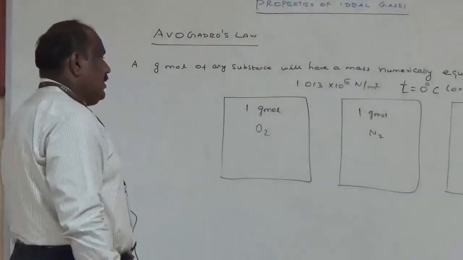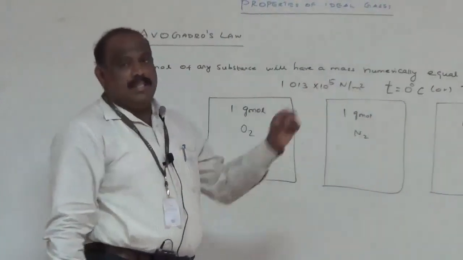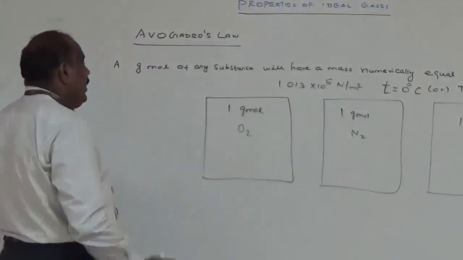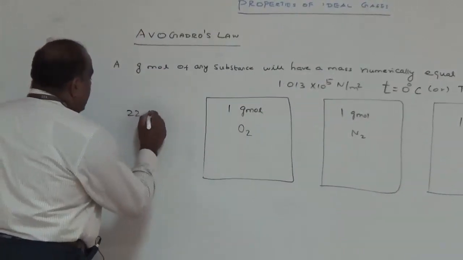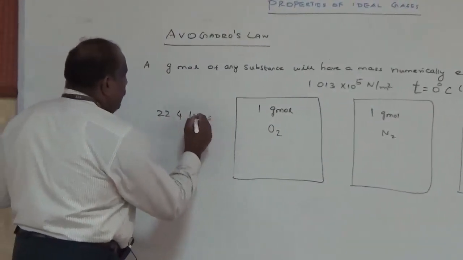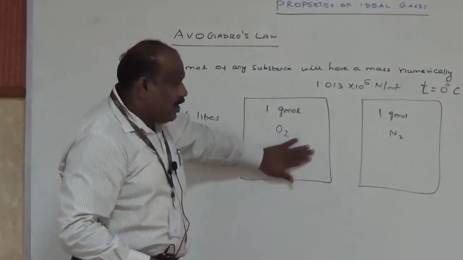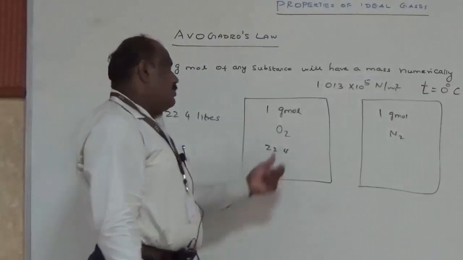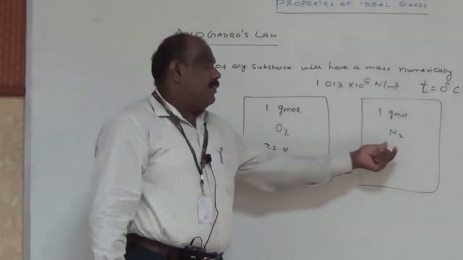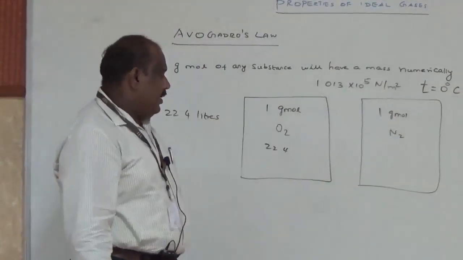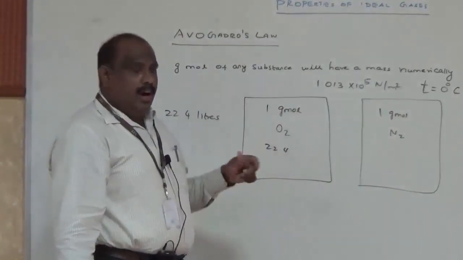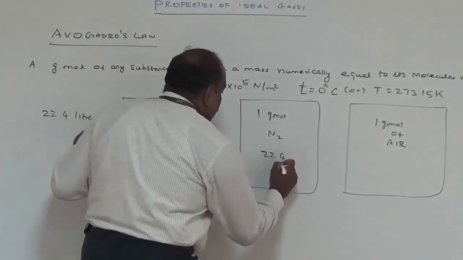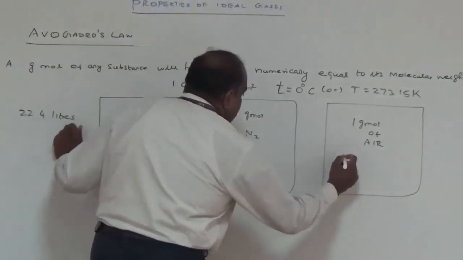Now, under these conditions, 1 gram mole of any substance, here referring to a gaseous substance, will occupy a volume equal to 22.4 liters. So the volume occupied by oxygen must be 22.4 liters only, even though its molecular weight is 32 gram. Here the molecular weight can be 28. For air it may be different. But the volume occupied by all 3 substances will be 22.4 liters.